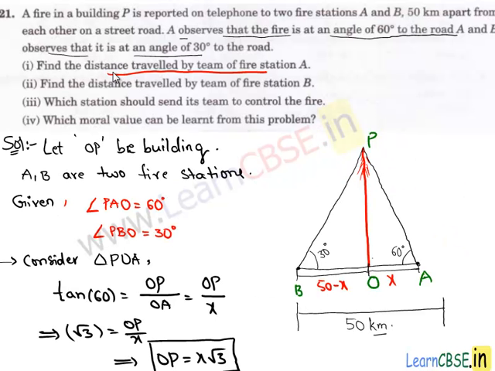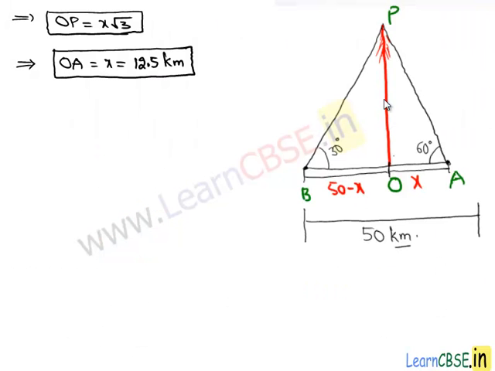Here we have to find out the distance traveled by the team of fire station A. That is, to halt the fire, the distance traveled by station A is AP. So we have to find out the distance AP. Here we have got the value of OP, that is the height of the building, and OA. By using this, we have to find out AP. So which trigonometric ratio do we have to use? Here we have to consider either cos or sine. So we consider sine.